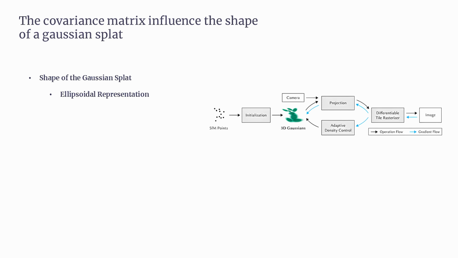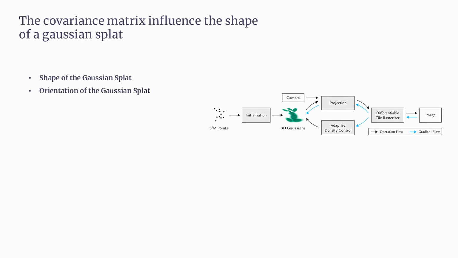The eigenvalues of this matrix determine the lengths of the principal axes of the ellipsoid. Larger eigenvalues correspond to more elongated shapes, while smaller eigenvalues create more compact forms. 2. Variability in dimensions. By adjusting the values within the covariance matrix, different shapes can be achieved, allowing for representation of both sharp edges and smooth surfaces. This flexibility is essential for accurately modeling various materials and geometries in a scene.